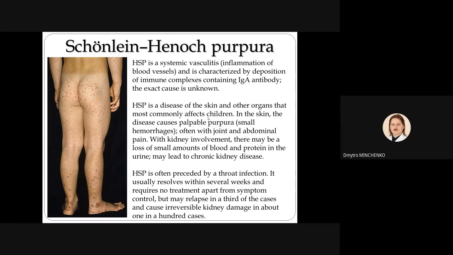Schönlein-Henoch purpura is often preceded by a throat infection, usually strep throat, streptococcal pharyngitis, perhaps beta-hemolytic streptococcus group A. It usually resolves within several weeks and requires no treatment apart from symptom control, but may relapse in a third of the cases and cause irreversible kidney damage and the appearance of chronic glomerulonephritis.